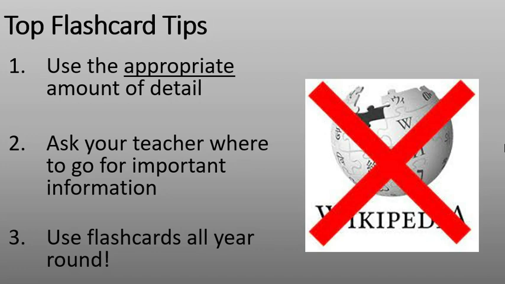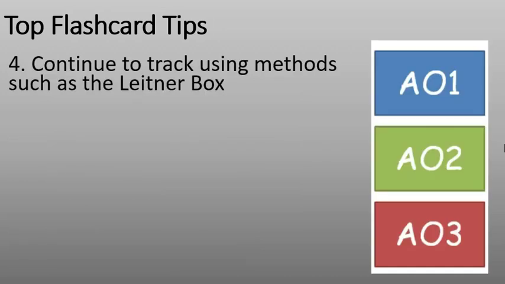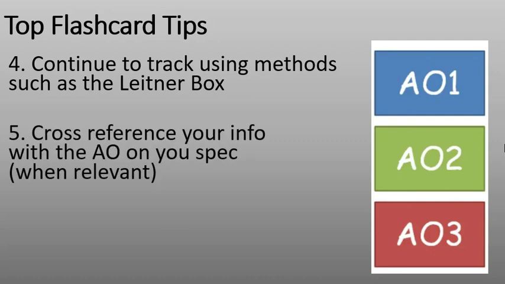Number 3, use flashcards all year round, like we said before. Very, very important that it's a consistent method that you incorporate as part of your revision throughout the entire year. Number 4, continue to track using methods such as the Leitner box. That's something that you should have hopefully started to do at GCSE to track your strengths and your weaknesses in terms of what you're getting into your long-term memory. Okay, that should definitely continue. All right, it's a very, very important aspect of just trying to eliminate those gaps in your knowledge, okay, and get as many things as possible embedded into that long-term memory.